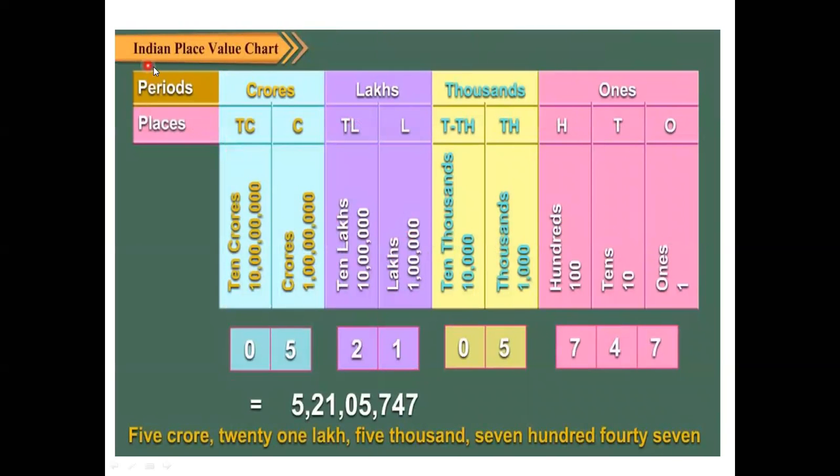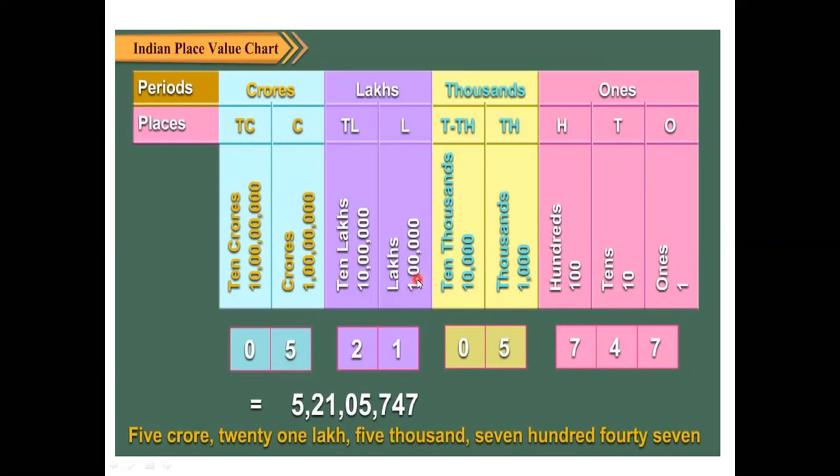Place value chart of the Hindu-Arabic system. As we always start from the right, the first digit from the right is 7 and its place value is ones. Second digit place value is tens. Third digit place value is hundreds. Hundreds, tens, ones is under the period ones. Fourth digit place value is 1000. Fifth digit place value is 10,000. 10,000 and 1000 are in the thousands period.